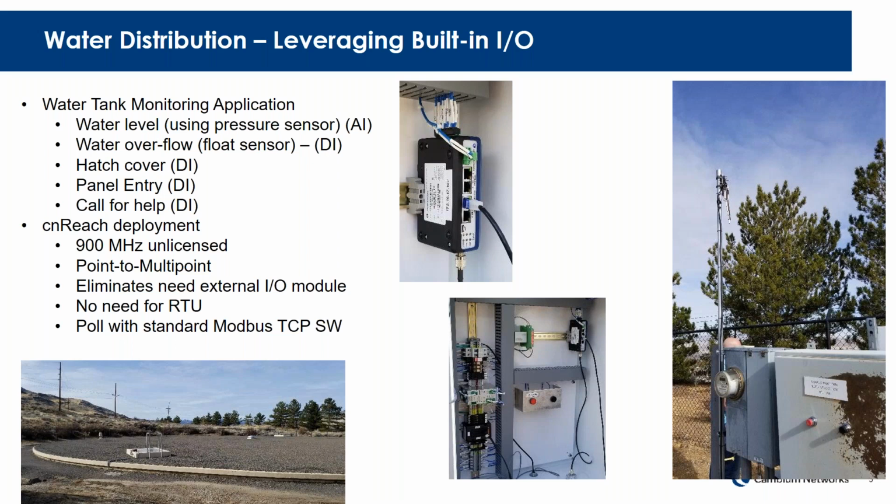If you look in the picture in the upper middle, you'll see those blue wires coming into the top of the radio. Those are directly wired to those different sensors. So again, a nice tight integration at this particular cabinet. Of course, you could also put an external PLC or RTU and connect that via Ethernet or serial, so you have other options to expand the I/O as needed.